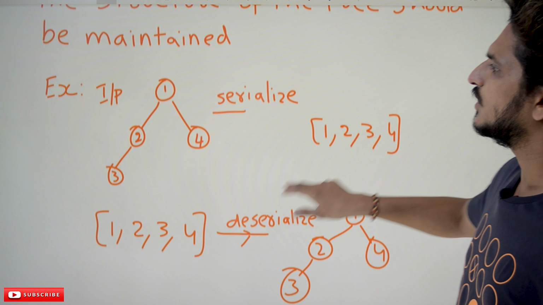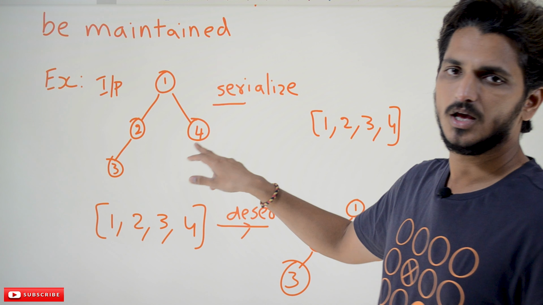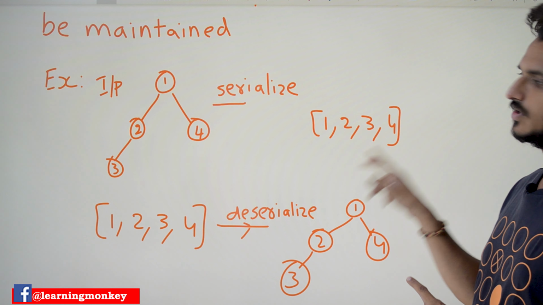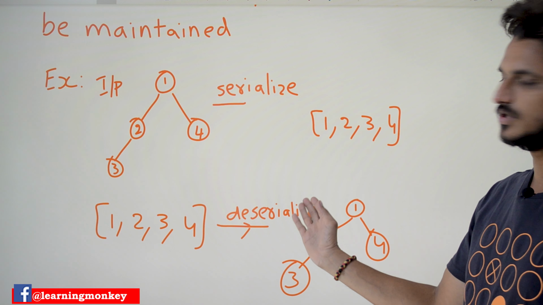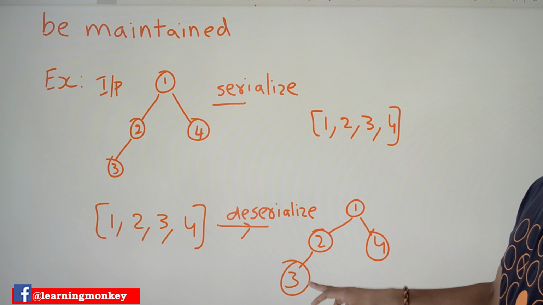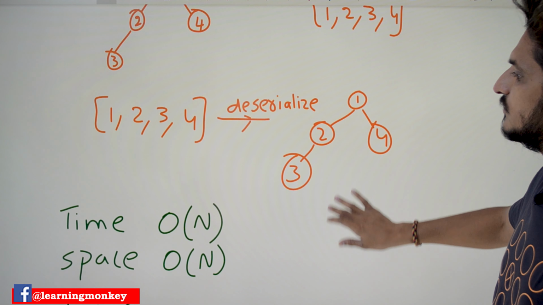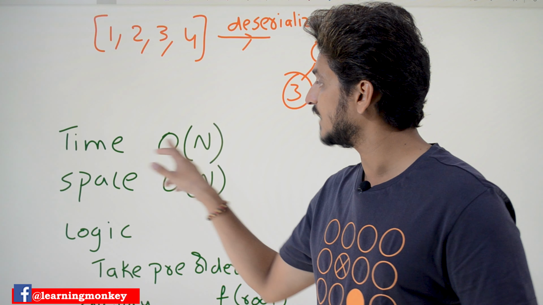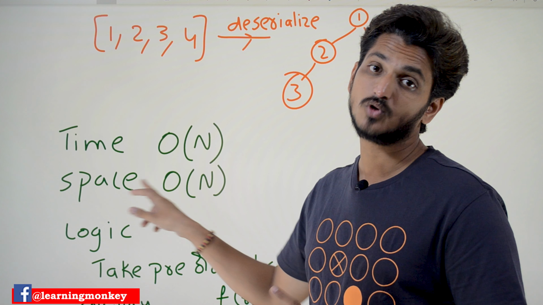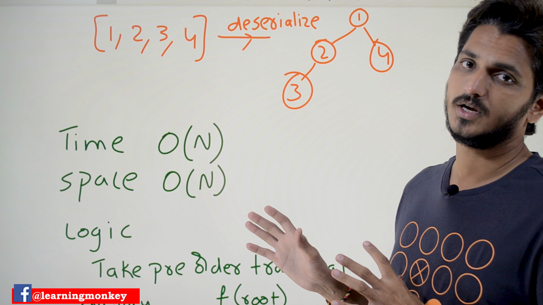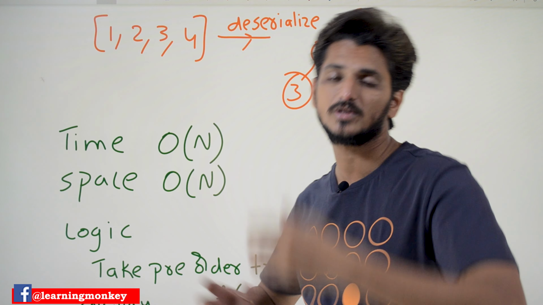Coming to the example, input 1, 2, 3, 4. This is the binary tree. If you serialize, you have to get the output like this: 1, 2, 3, 4. Similarly, if you deserialize, you have to get the binary tree back. The logic is very simple, and you need to maintain a time complexity of order of n and space complexity of order of n. It's very important. Otherwise, you can go with the heap representation.